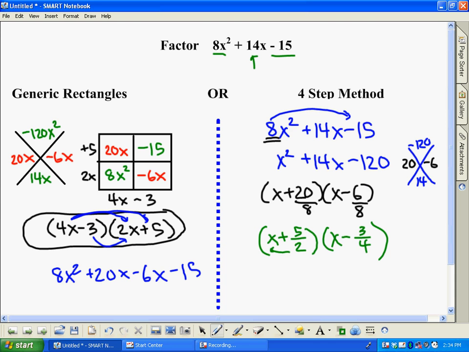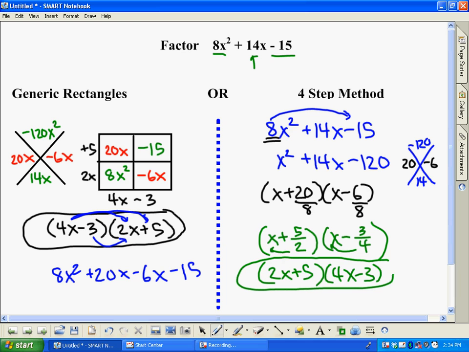So you slide each denominator out in front. So it becomes 2x plus 5. And over here it becomes 4x minus 3. And lo and behold, is that the answer we had on the other side over here? You betcha. Same exact answer. The order doesn't really matter here. Exactly the same here. So pick what you like better. Do you like the generic rectangle method, 4-step method, or can you do it in your head? Like I said earlier, probably not if you're watching this video. Good luck, everyone.